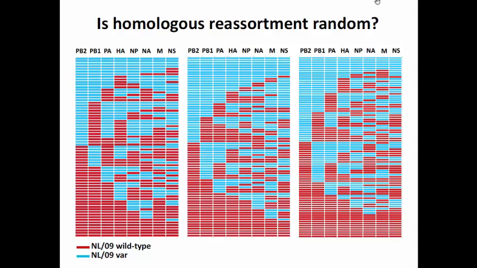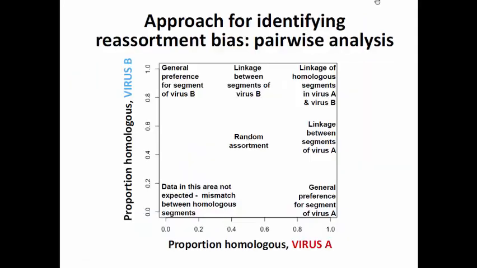So an alternative approach is to do a pairwise analysis where we just consider 2 segments at a time. If you look here, for example, at PB2 and PB1, if we just consider these 2 segments, there are 4 different possible genotypes: blue-blue, blue-red, red-blue, and red-red. So we can ask, are these 4 genotypes equally represented? We've done that for all possible pairwise combinations. Here we're looking only at the reassortant viruses. We exclude the parental viruses to avoid bias.